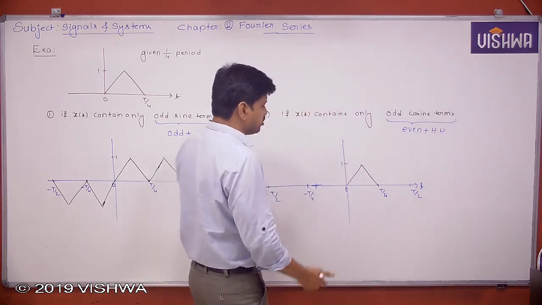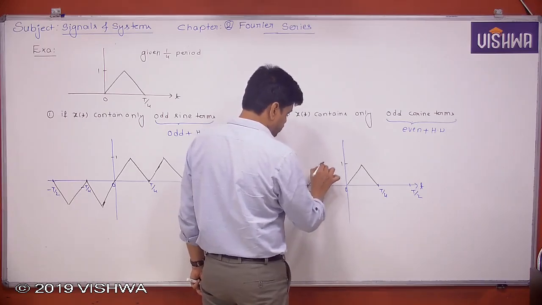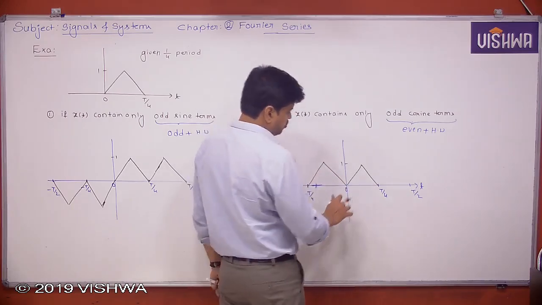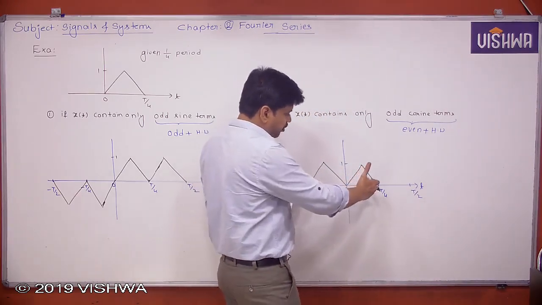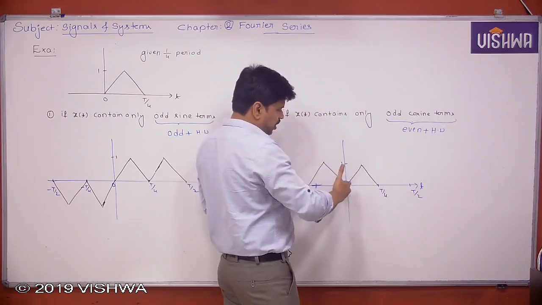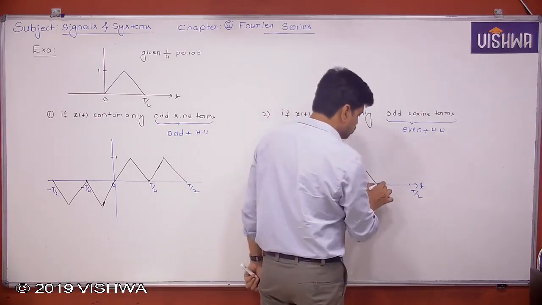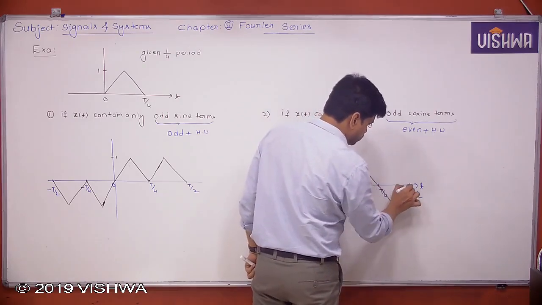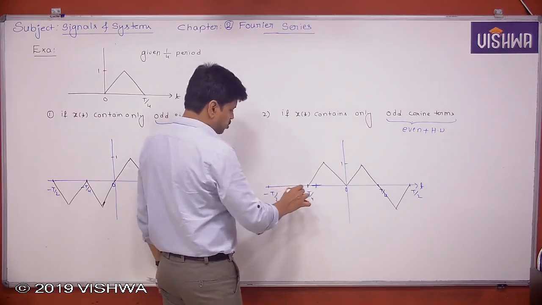Even symmetry means if I fold it, we have to get the same thing, so it must have this kind of wave. Next, half wave symmetry means if I shift this by half period, this part comes here and must be a negative value. So this is what it is going to be. Again it is even symmetry, so whatever is there has to continue here also.